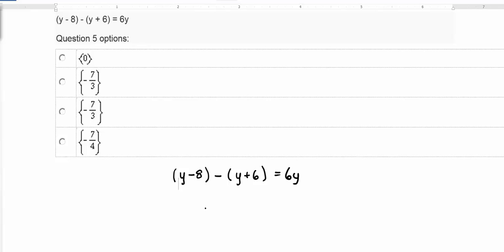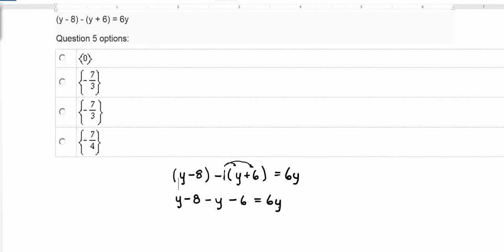So again, I have parentheses here, and I can't just remove the parentheses. In this one, for the first set, I can, because there's nothing out in front of it. I don't have to distribute anything. But for the second set, this negative is like a -1, and that gets distributed out to both of these terms inside the parentheses. So I have minus 1y minus 6 equals 6y.